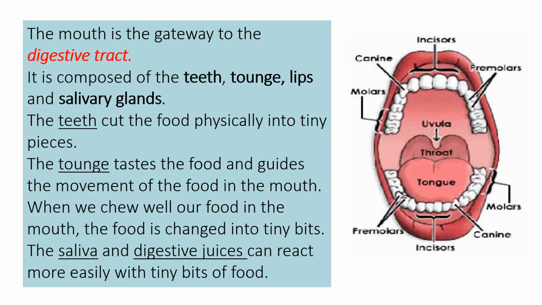The illustration shows the mouth. The mouth is the gateway to the digestive tract. It is composed of the teeth, tongue, lips, and salivary glands. The teeth cut the food physically into tiny pieces. The tongue tastes the food and guides the movement of the food in the mouth. When we chew our food well in the mouth, the food is changed into tiny bits. The saliva and digestive juices can react more easily with tiny bits of food.